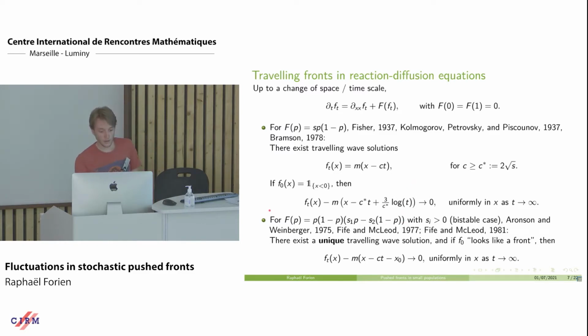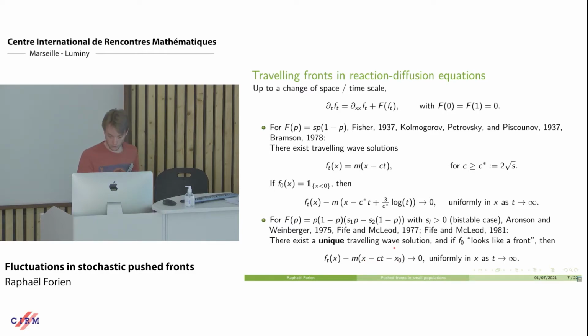And for the case that we're interested in, the bistable case, f of p is of this form. In this case, we also know that there are traveling wave solutions. In fact, there is a unique profile m, and so a unique speed. Any initial condition that is reasonably like a front is going to converge quite quickly, in fact exponentially quickly, to this stationary profile that is moving at constant speed c.